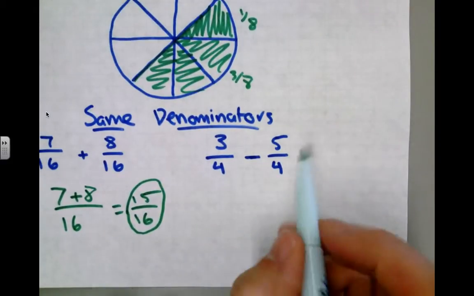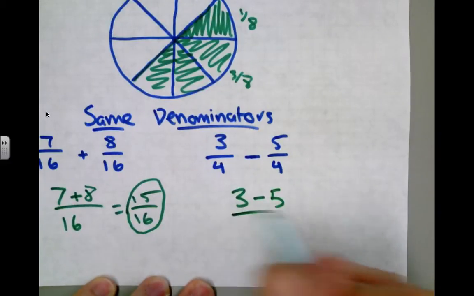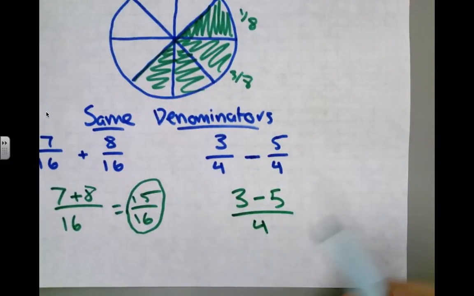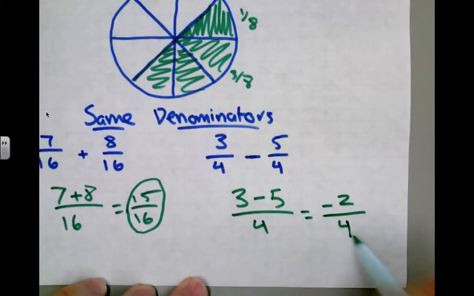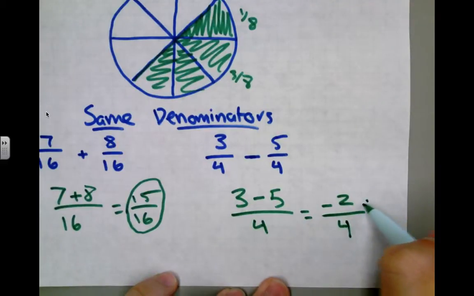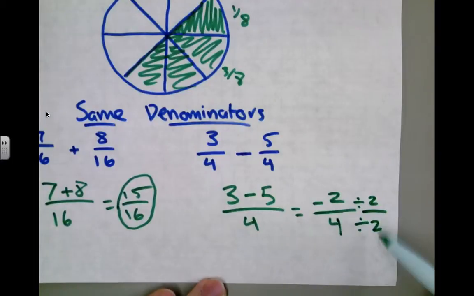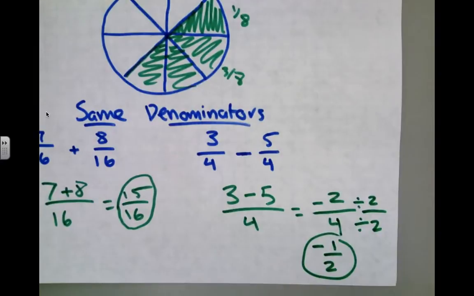Now 3/4 minus 5/4, again, same approach. I'm just going to subtract the numerators. So 3 minus 5 gives me -2. Looking at -2 over 4, I try to see if I can simplify that. In this case I can. I can divide the top by 2, and I can also divide the bottom by 2. Remember, these numbers have to be the same if I'm going to divide both of those. So I would have -1/2. So 3/4 minus 5/4 would be equal to -1/2.